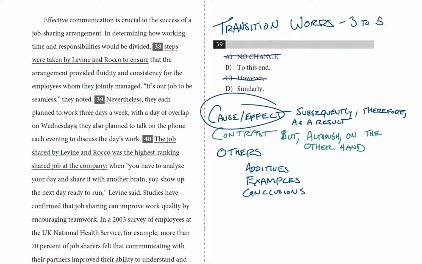So right away that leaves us with to this end and similarly. So what is the purpose of each of these transitions? To this end is cause and effect, which is the category that we're looking for. And similarly is in that other bucket. It's an additive transition. And because I'm looking for a cause and effect transition, I'm just going to choose to this end as my answer.